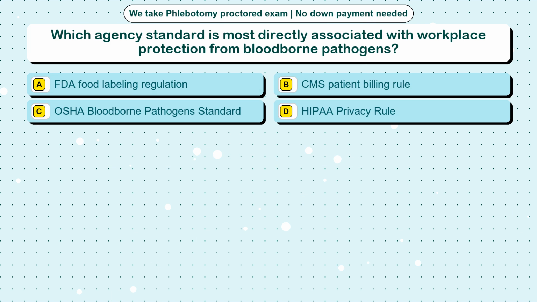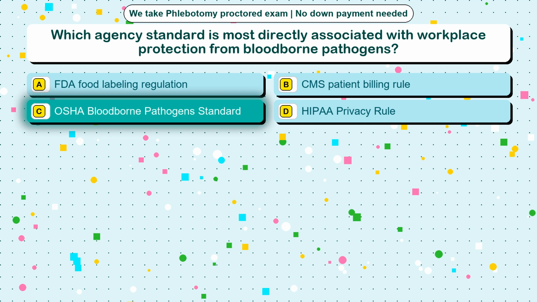Question 69. Which agency standard is most directly associated with workplace protection from bloodborne pathogens? Option A. FDA Food Labeling Regulation. Option B. CMS Patient Billing Rule. Option C. OSHA Bloodborne Pathogens Standard. Option D. HIPAA Privacy Rule. The correct answer is option C.